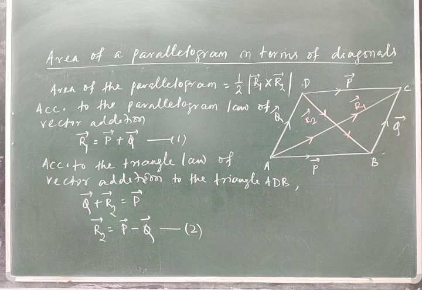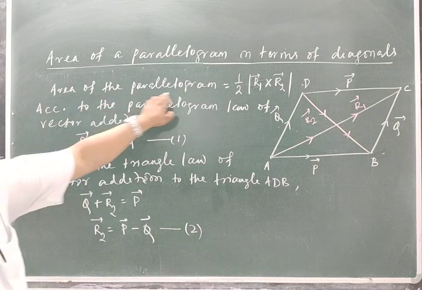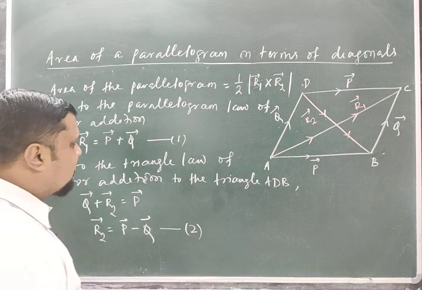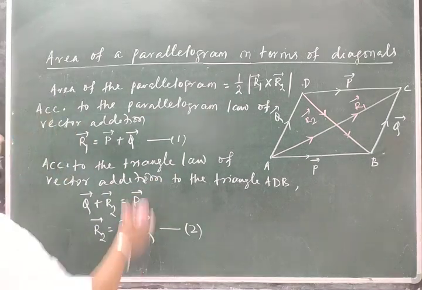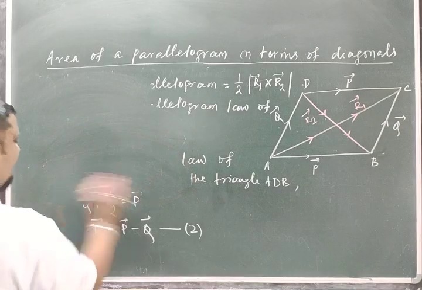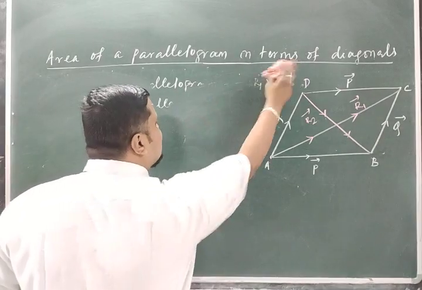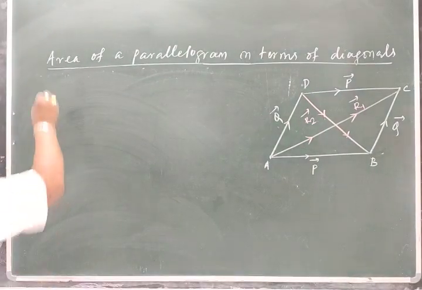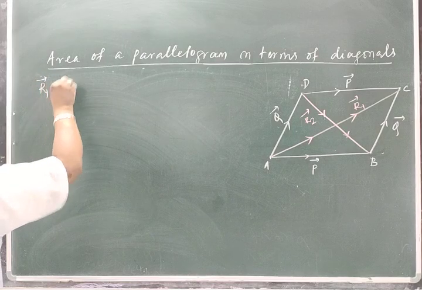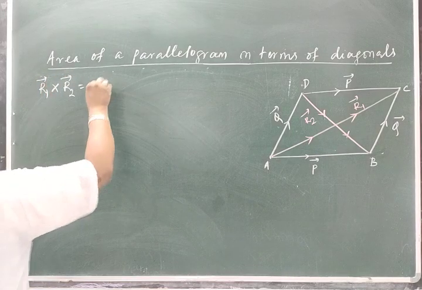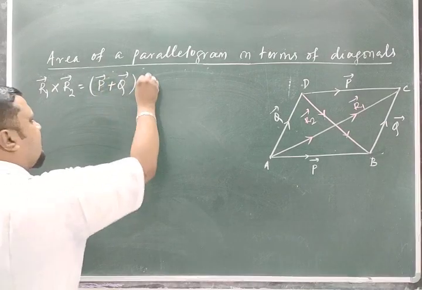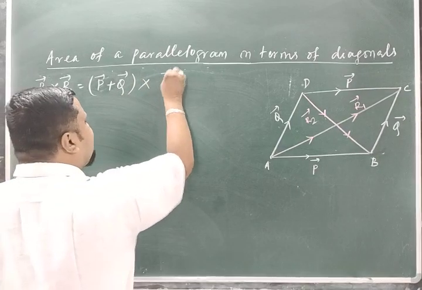So this is equation number 2. Now, the area of the parallelogram is equal to half of |R1 cross R2|. Next we will take the cross product of R1 and R2. So I can write this as R1 vector cross R2, the other diagonal. R1 is equal to P plus Q, isn't it? So (P plus Q) vector cross R2, which is (P minus Q) vector.